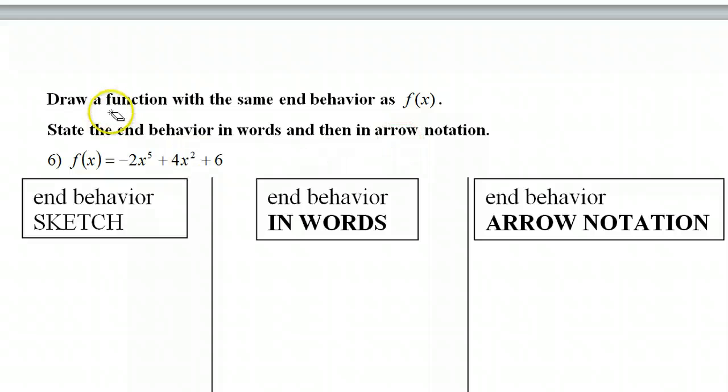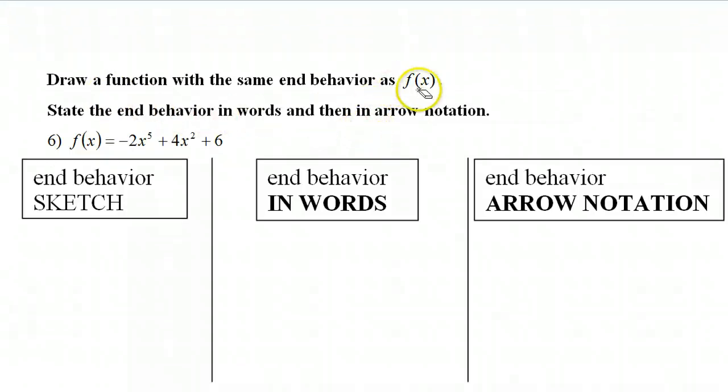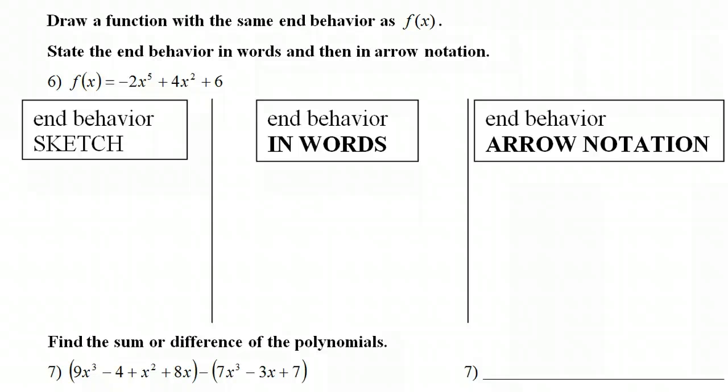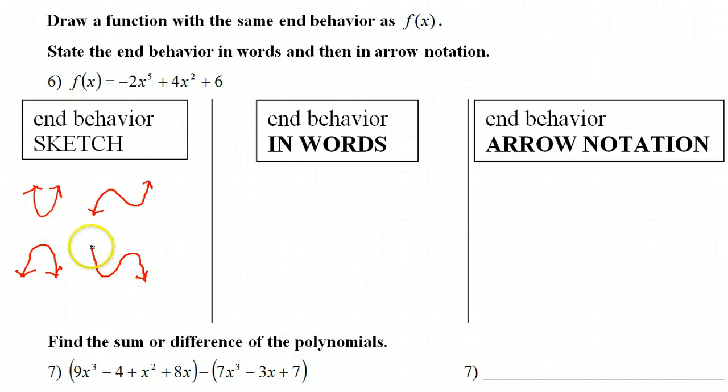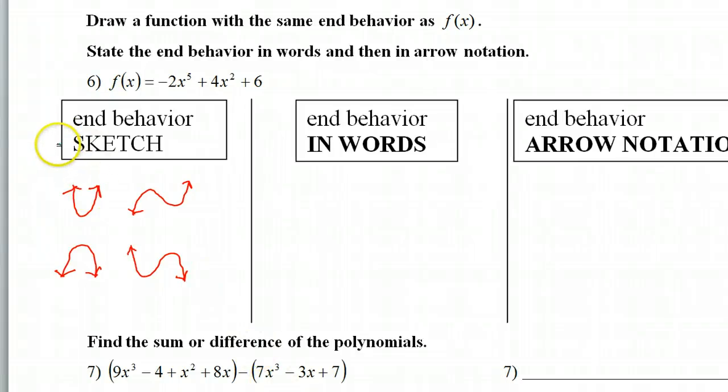Okay, draw a function with the same end behavior as f of x, and then state the end behavior in words and arrow notation. Okay, there are only 4 possibilities when it comes to end behavior. Either the end behavior is going to be like this, or like this, or like this, or like this. These are the only 4 possible ways that a polynomial can end.